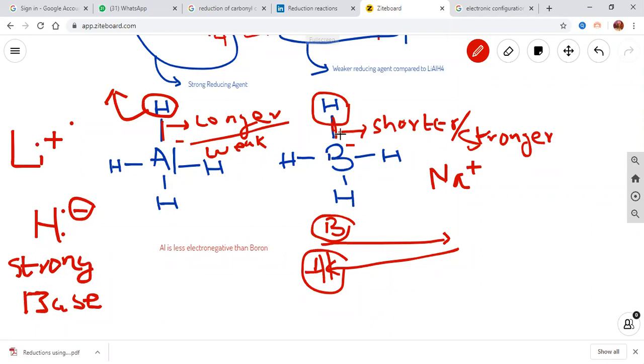Same thing happens here, but this bond breaking is somewhat tougher compared to this one. So that is why lithium aluminum hydride is a stronger reducing agent compared to sodium borohydride, just because there is a difference in electronegativities.